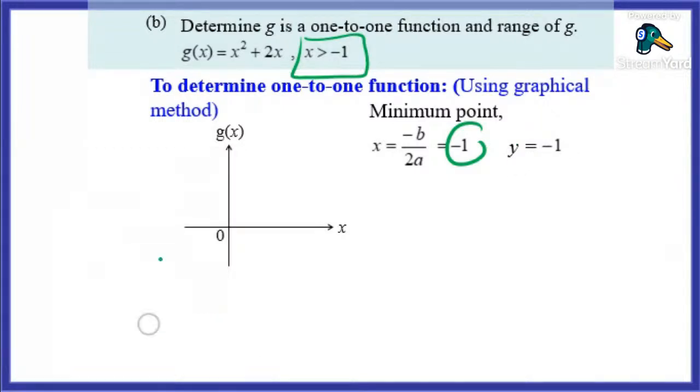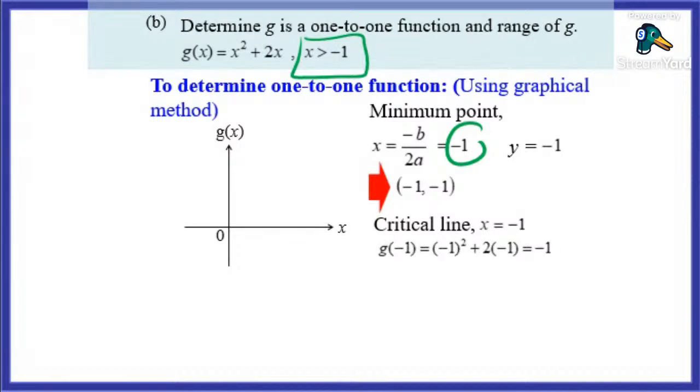Masukkanlah nilai dalam function Y. Negatif 1 kuasa 2, 1 tambah 2 darab negatif 1, negatif 2. So, 1 tolak negatif 2, negatif 1. So, kita ada minimum point dekat negatif 1. Critical line ni apa dia? Okay, critical line ni samalah minimum point tu. Okay, so point kita kat situ.